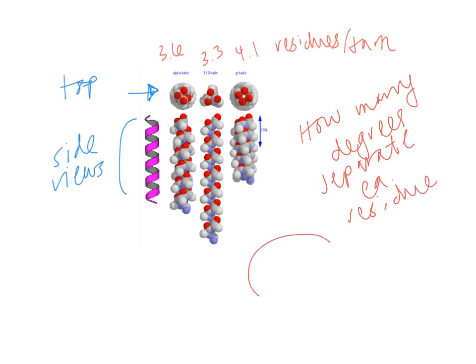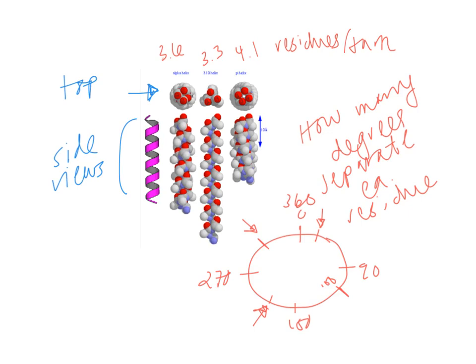Okay, so if I've got a chart here, let's say this is 0 degrees, this is 90, 180, 270, this would also be 360. If I have a residue every 3.6, that means I will have a residue at about 100 degrees. So every 100 degrees, I'll have a new residue. Maybe this is about here and one here. And I hope that that little tidbit of information helps you on your homework. You should be able to figure out for the 3-10 helix and the pi helix how many degrees of separation are between each of the residues.